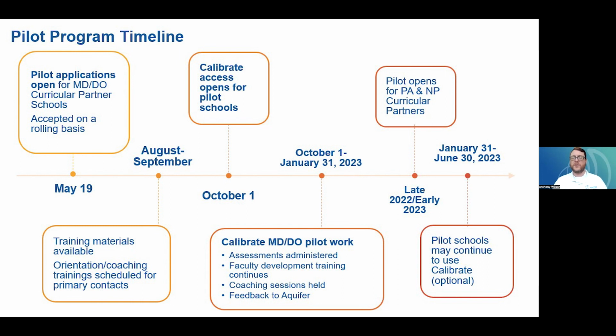Access to the system will start October 1st, with training and orientation happening in advance to help you prepare. Note that although we aim to collect key feedback by January 31st, pilot schools may continue using Calibrate through June 30th if they choose. Once we're underway and systems are operating smoothly, we will be looking for physician assistant and nurse practitioner programs to join the pilot around late 2022 or early 2023. Applications are now open for MD-DO programs.